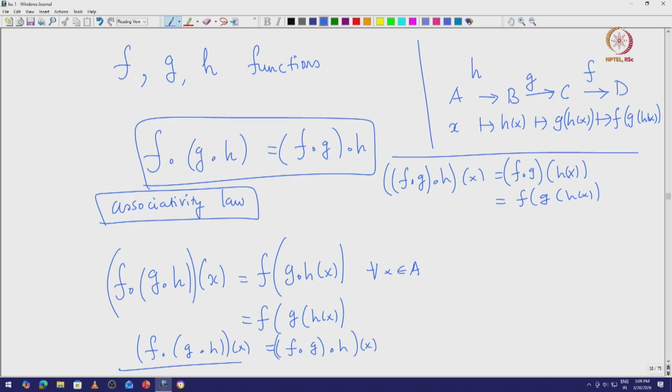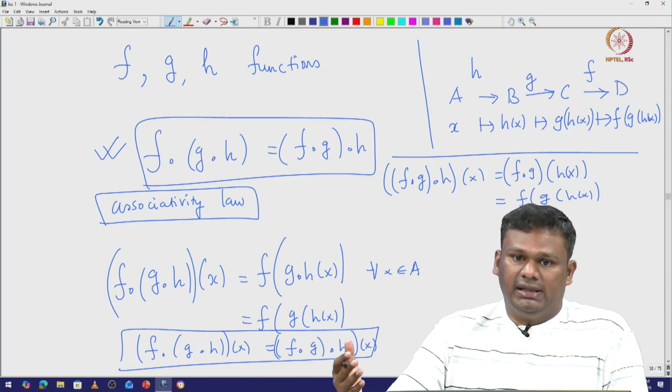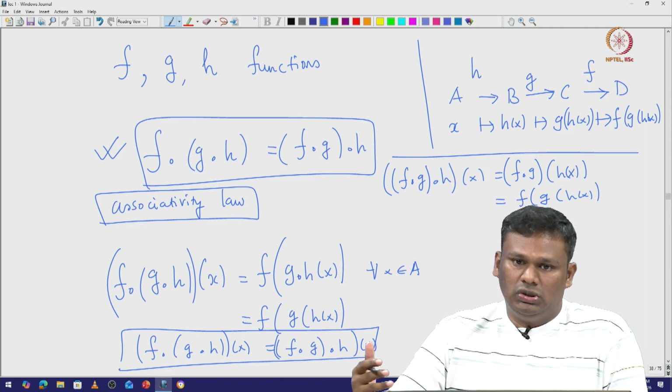So that proves that whenever the composition of these functions is well defined, the associativity law holds. But note that the commutativity law does not hold whenever your set has at least 2 elements.